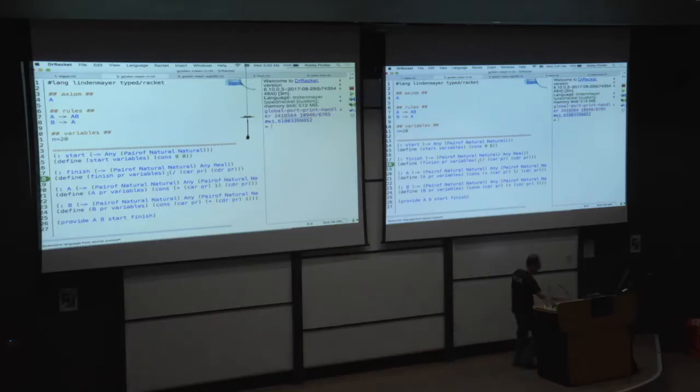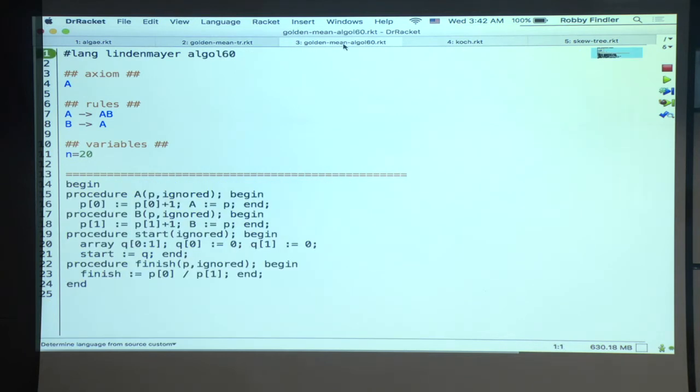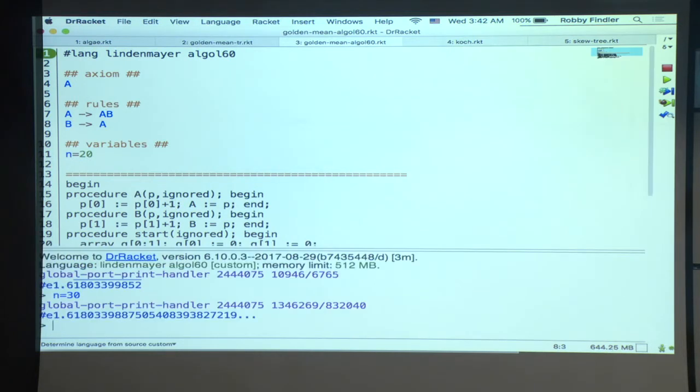OK, so yeah, please ignore the purple. You don't have to have written this in typed Racket. We could have written it in Algol 60. And so you get the same thing back. So it doesn't really matter. So you can run it for 30 generations, and you get some slightly better approximation to the golden mean.